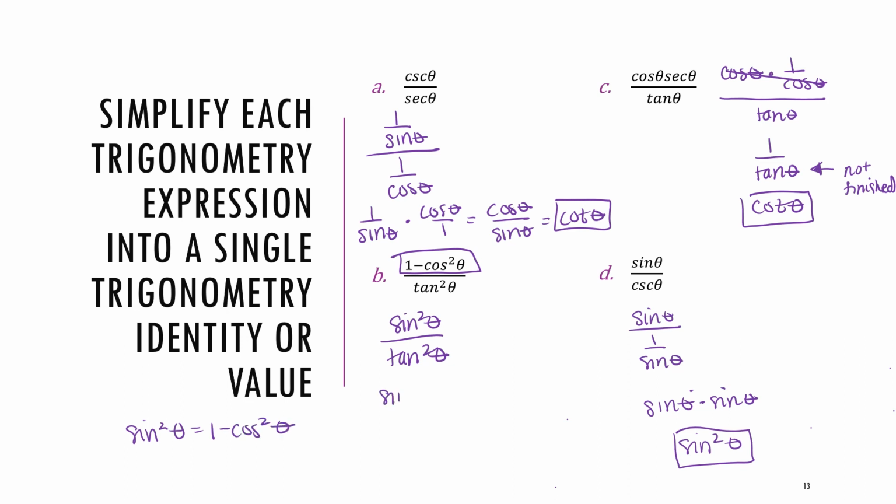And then we've got sine squared theta divided by sine squared theta over cosine squared theta. Flip the second and multiply, and we get sine squared theta times cosine squared theta over sine squared theta. Those cancel, so we're left with cosine squared theta. Now it's simplified. All right, it's your turn to try on your assignment.